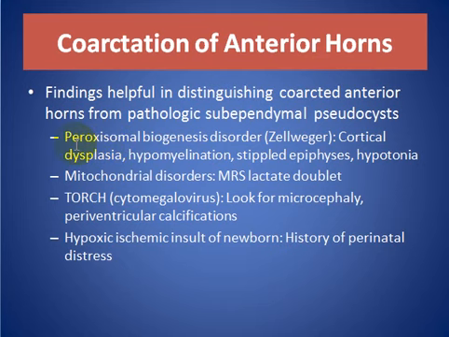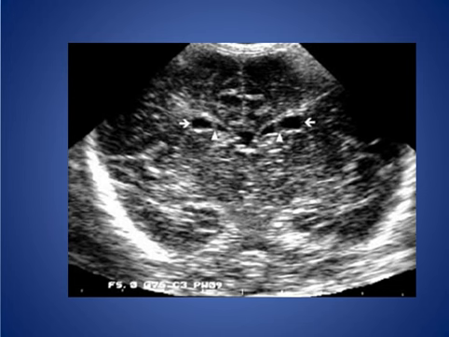Peroxisomal biogenesis disorder, Zellweger disease, cortical dysplasia, hypomyelination, and stable epiphysis, hypotonia. Mitochondrial disorder: MR spectroscopy shows a lactate doublet. TORCH, cytomegalovirus: look for macrocephaly and calcification in the periventricular region. Hypoxic ischemic insult: history of perinatal distress.